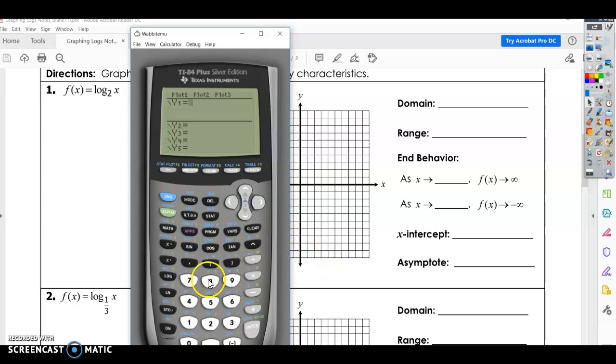On your calculator, if you have a TI-84, the LOG button is only base 10. Number 1 here says log base 2 of x, so we need to graph this logarithm using base 2. If you have the updated version of the TI-84, if you click on Math and arrow up or down, you're going to get to something that says log base. Hit enter and it will allow you to enter a different base. So again, don't use the log button unless it's base 10. Go to Math and click on log base. So I'm going to click on log base 2 of x.